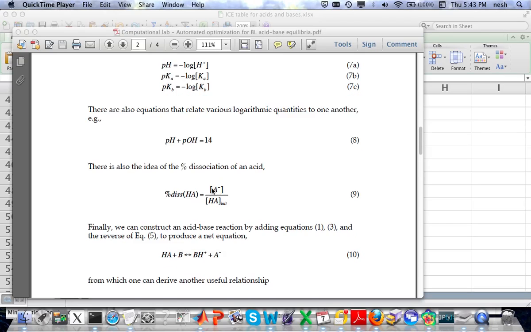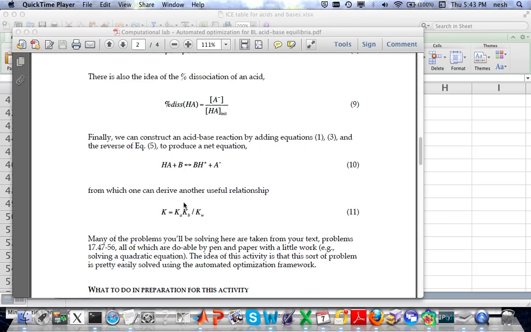Equation 11 says that for an acid-base reaction of the form we were just looking at, which in equation 10 is written generically as HA, but that would be acetic acid and the nitrite ion here, the equilibrium constant for such a reaction is given by Ka of the acid, HA, times Kb of that base divided by Kw. So that's the theoretical underpinning of this.